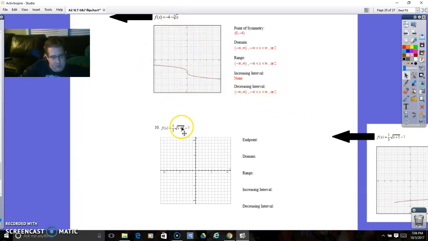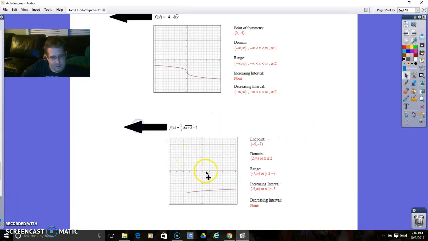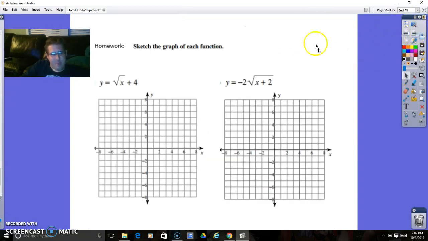All right, so this one's being translated 5 to the left and 7 down, as you can see, 5 left, 7 down. And the next one's going to be only up 1/3. So you can see how fractions make it really narrow, really skinny in this case. It's kind of the opposite of a quadratic. Quadratics, it makes it wider when it's a fraction, when it's a dilation factor.